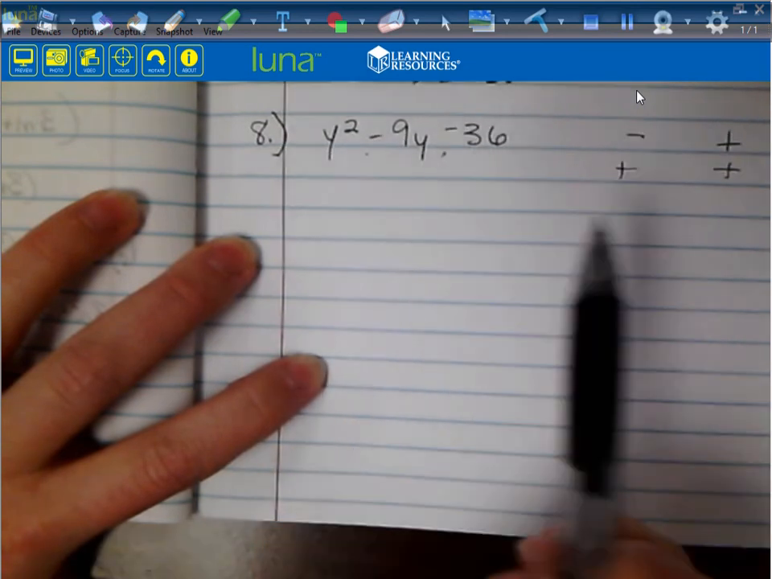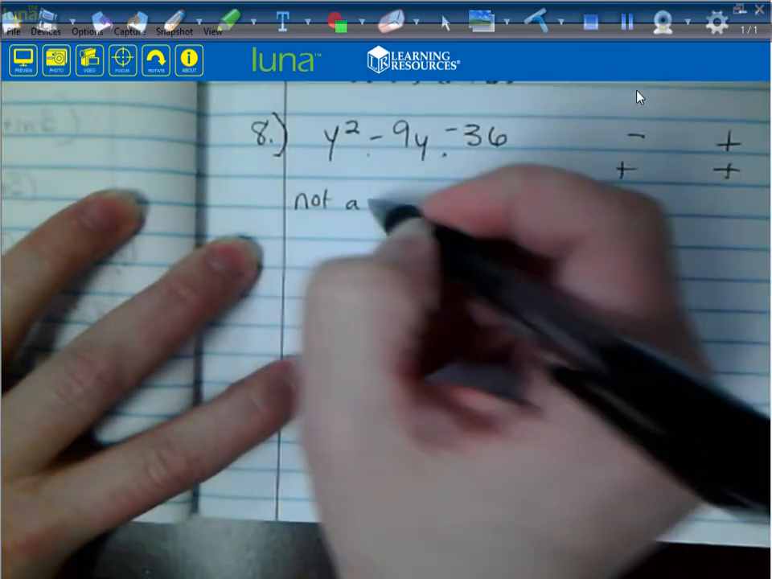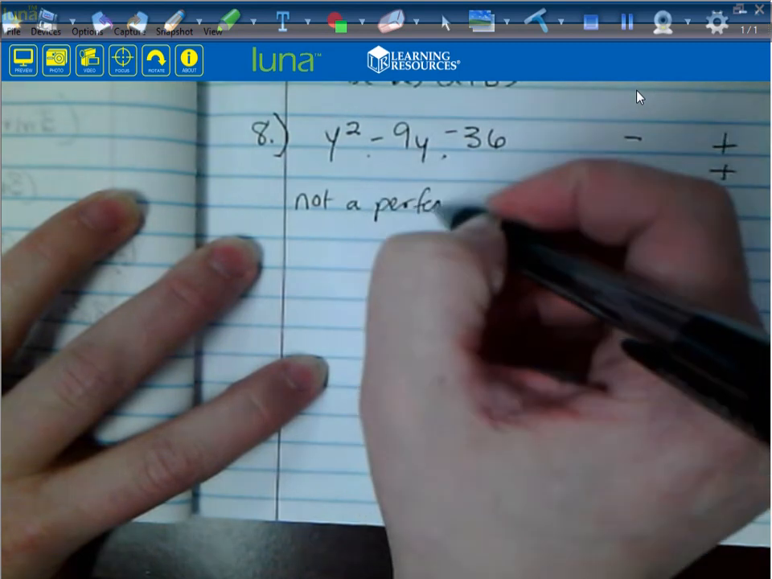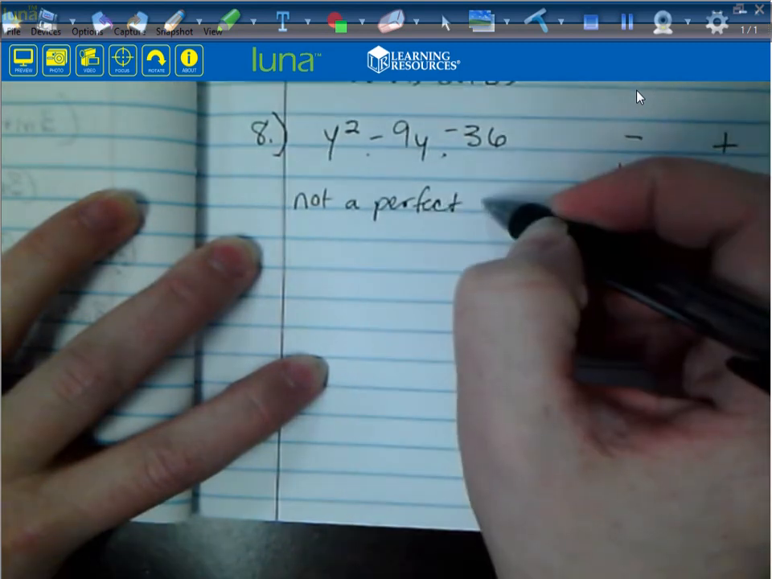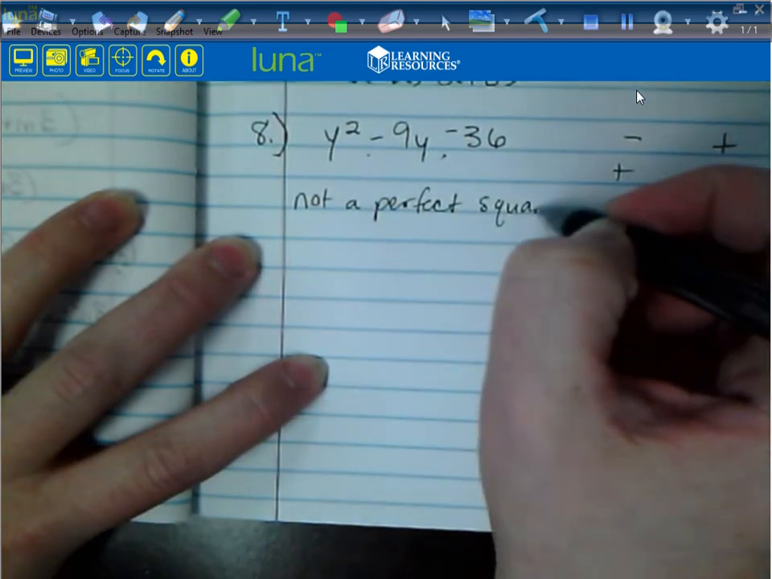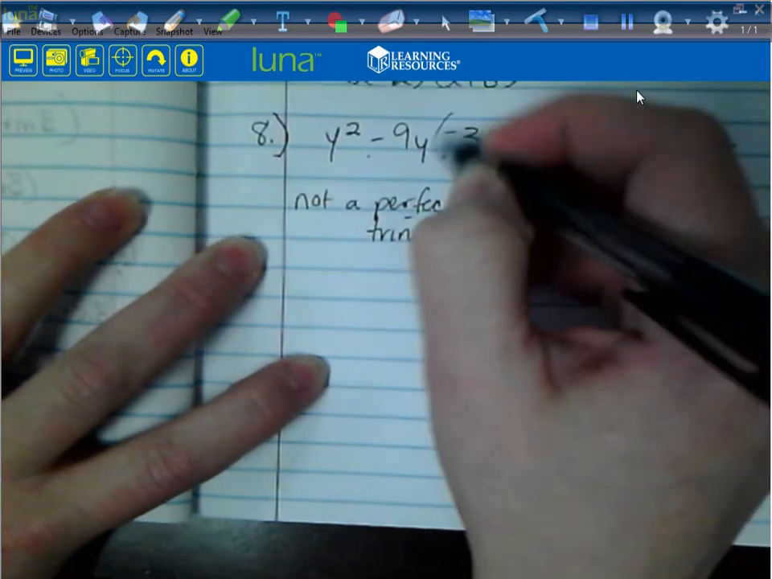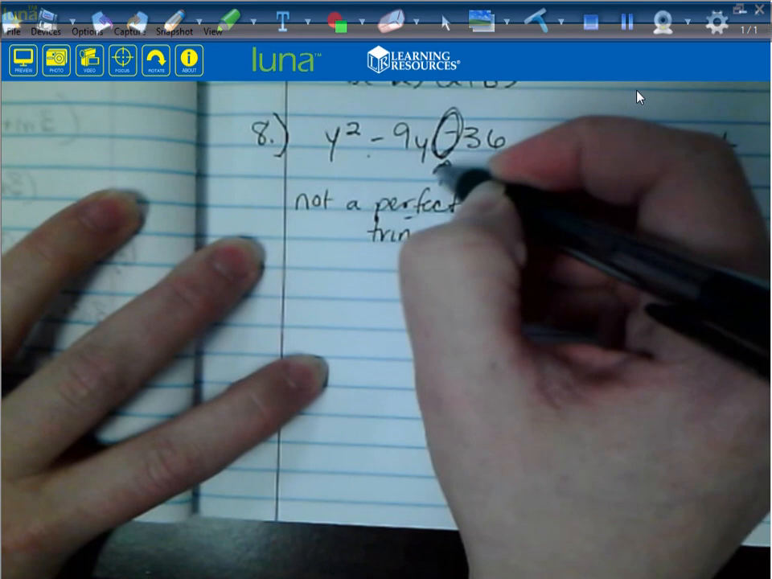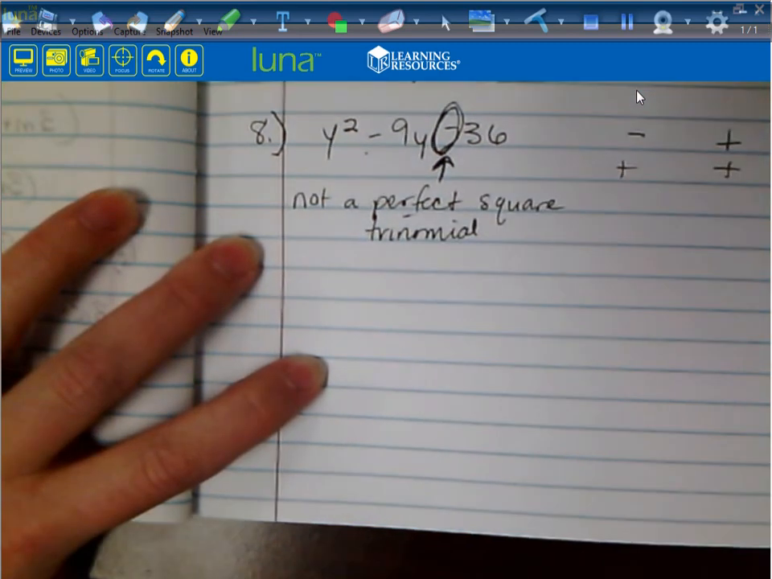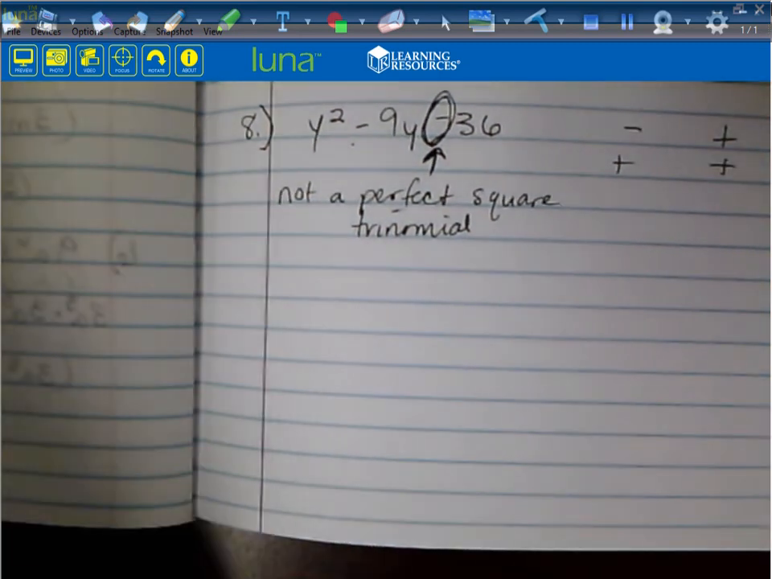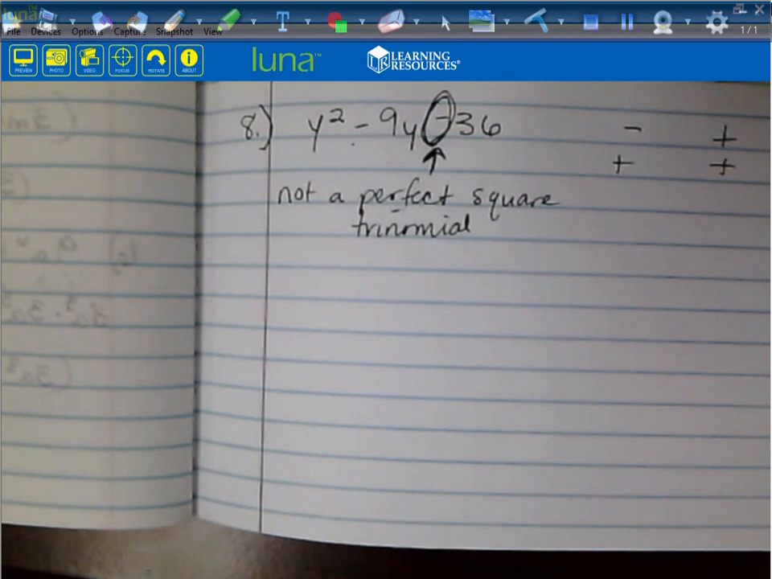I am not going to show you, not a perfect square trinomial, because of this sign right here, okay? And I just want you to draw attention to that. I'm not going to make you factor this the old way because you've been doing it for like 3 days now, 4 days. You should know how to do it by now.